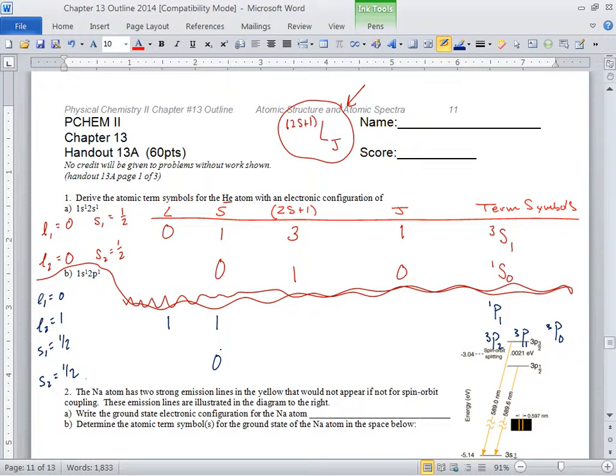Oh, I probably wrote it in the wrong order. Let's put it 0, 1, then it'll match better. Then it matches what I wrote better. Okay, so J is going to go from 2 all the way down to 0 for that one. J here is going to be 2, 1, 0. Here, J is just 1. 2S plus 1.